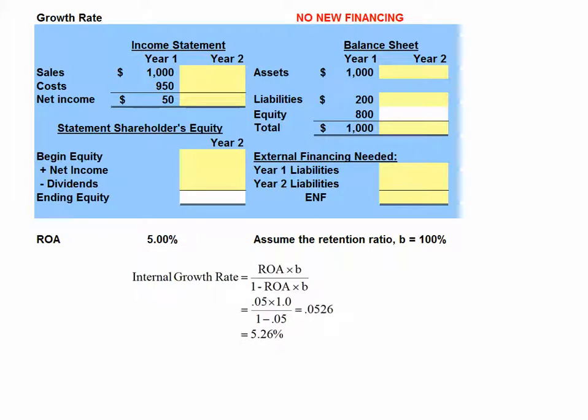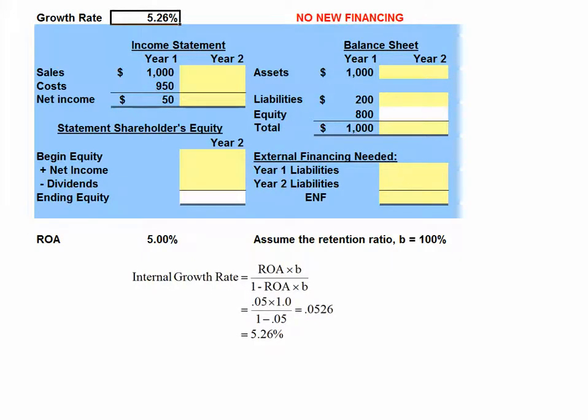This means our internal sustainable growth rate is 5.26%. And again, we calculate that by taking our 5% ROA, multiplying it by the 100% retention ratio, and dividing it by the quantity 1 minus our ROA times B. So the most we can grow is 5.26% if we don't want to rely on any additional external financing. Let's go ahead and go through the numbers. So we've got a 5.26% growth rate.